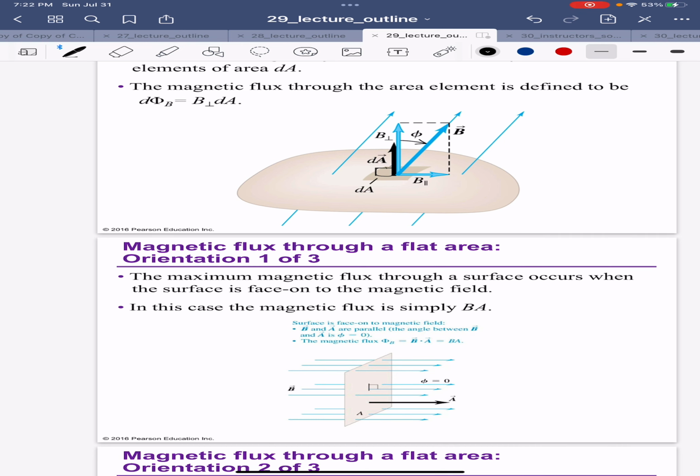Here, the maximum magnetic flux through a surface occurs when the surface is face onto the magnetic field, because remember, here we have the area vector, which is perpendicular to the area. When the magnetic field and the area vector are in the same direction, the angle between them is 0, and cosine 0 is 1. Therefore the flux, which is defined as BA cosine theta, is going to be simply BA.